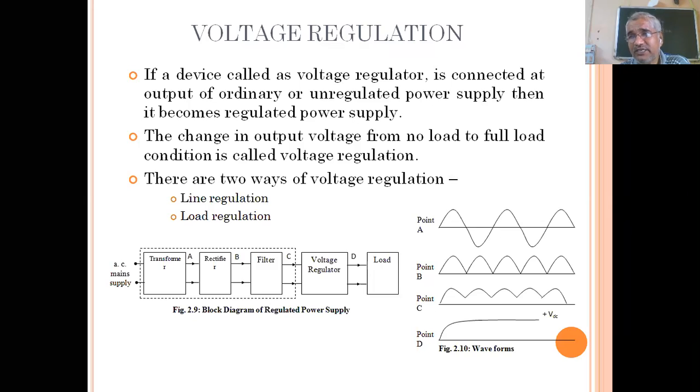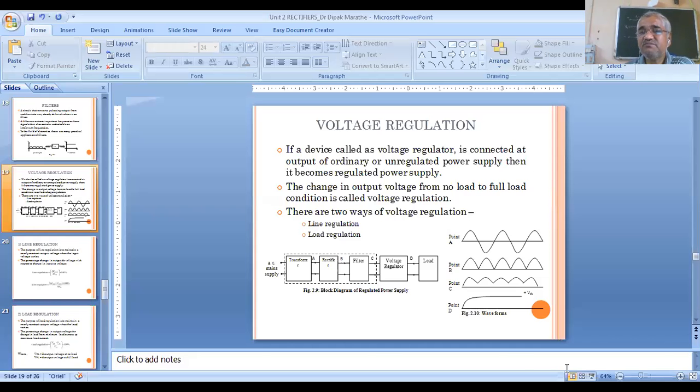Then this AC voltage is rectified by some rectifier circuits, half wave rectifier or full wave rectifier. Generally full wave rectifiers are used because the efficiency of full wave rectifier is much more than the efficiency of the half wave rectifier. So the output of the rectifier is not perfect DC.